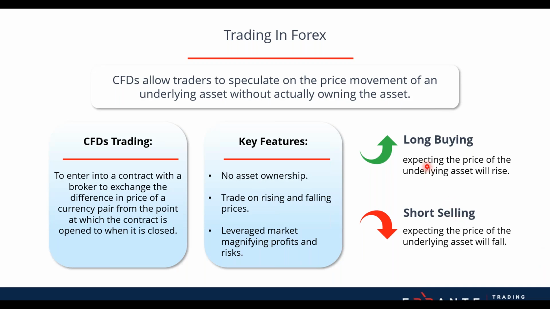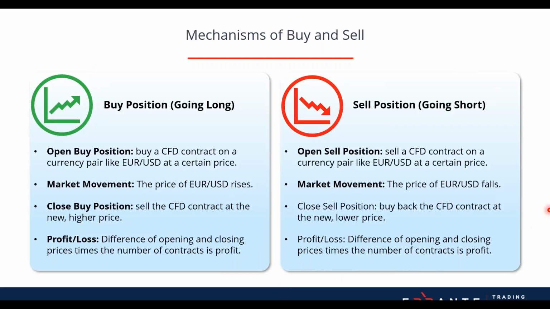When you buy, you're essentially going long, expecting the asset's price to rise. Conversely, when you sell, you're going short, predicting a decline in the asset's price. These positions are crucial because they determine the strategy you are deploying. For example, in a bullish market, you generally opt for a buy position, while in a bearish market, a sell position would be more appropriate. So CFDs offer a flexible, leveraged way to trade on a wide range of financial markets, allowing you to capitalize on price movements in either direction.